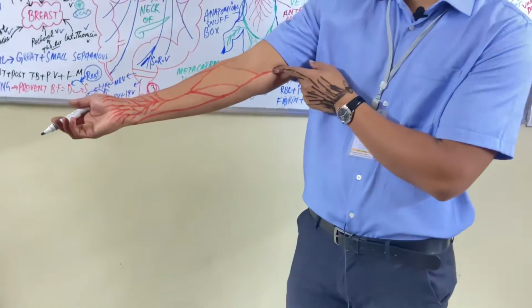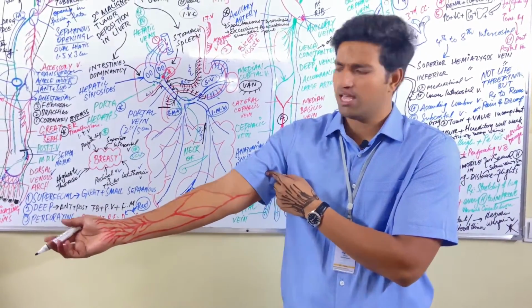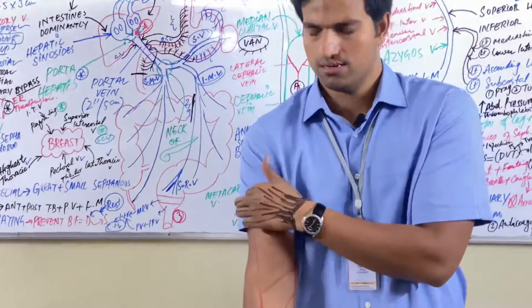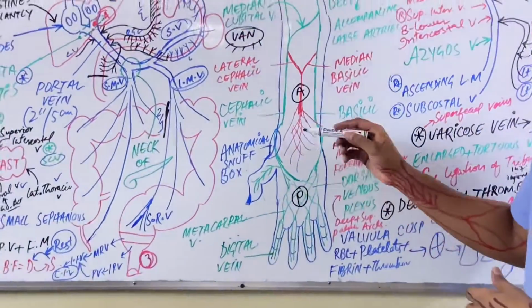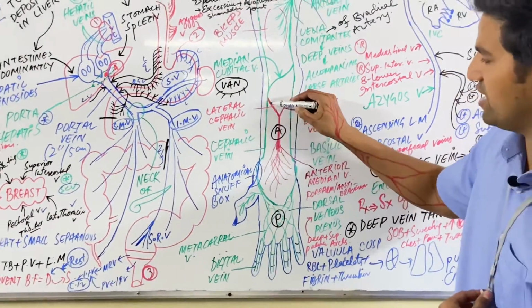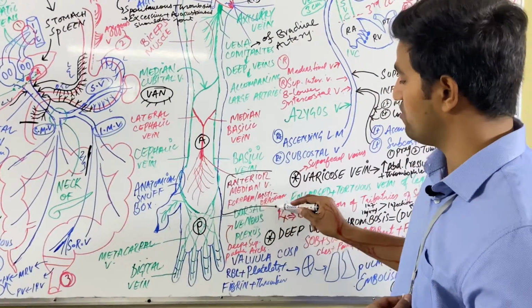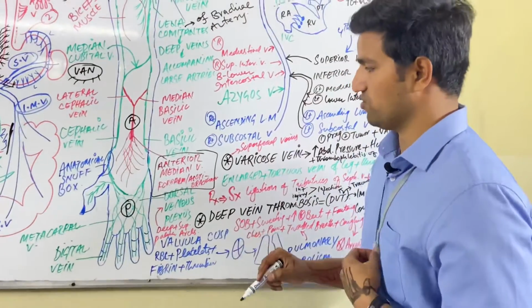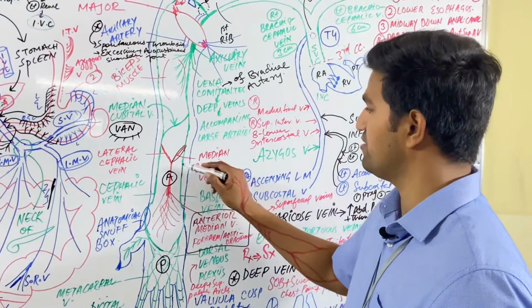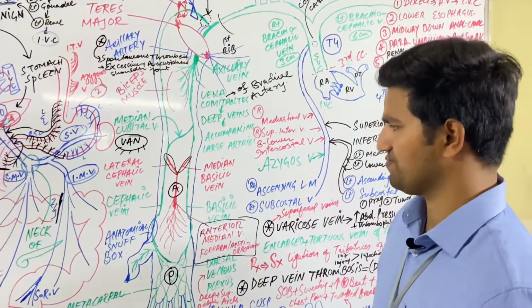Going upward, this basilic vein will pass through the medial side of the bicep muscle, and the cephalic vein will go upward toward the lateral side of the bicep muscle. Look at here, you can see this is the basilic vein, this is the cephalic vein, and this is the anterior median vein of the forearm or antebrachium. Then there is a branch with the basilic vein called the median basilic vein, and a branch with the cephalic vein called the lateral cephalic vein.